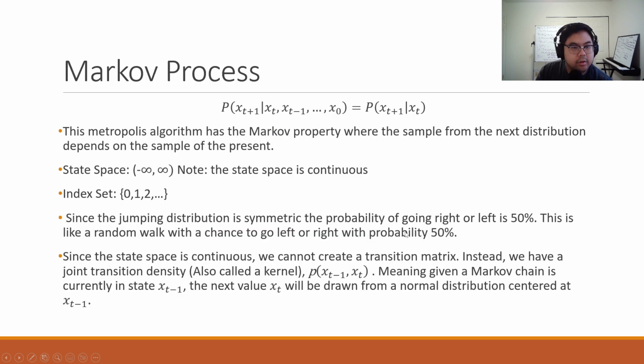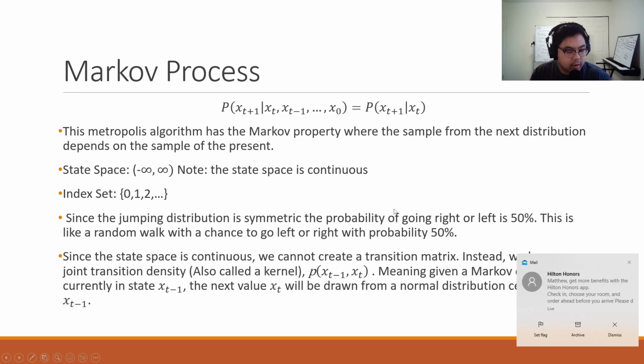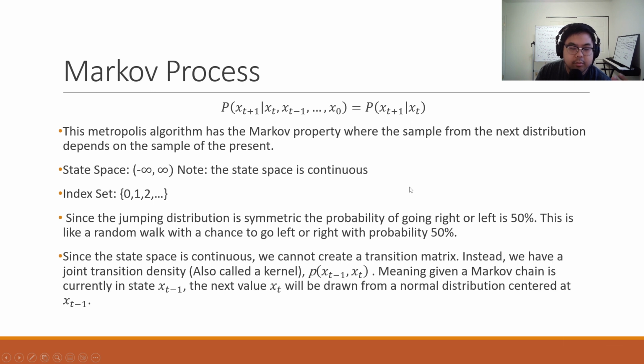All right, so notice this is a Markov process. The sample of the next distribution depends on the sample of the present. And notice this Markov process has a continuous state space, which is not usually what we think of when we think of Markov processes. Usually when we think of Markov processes, we have a discrete state space. But that's not true here. So that means we cannot create a transition matrix, and we'll get to that in a second.